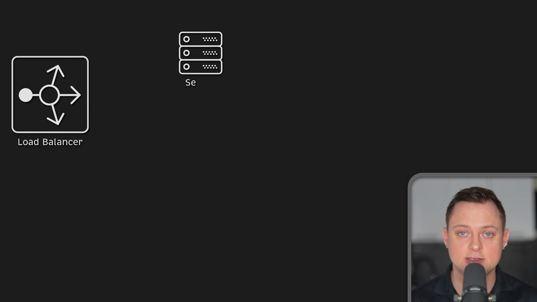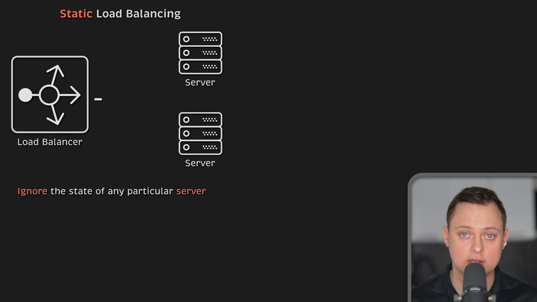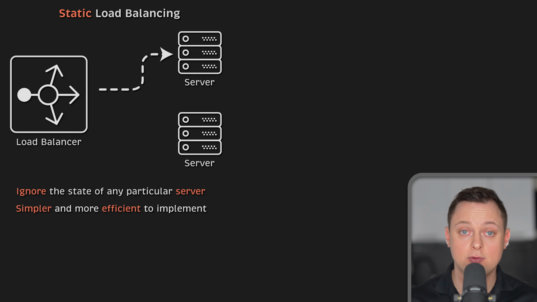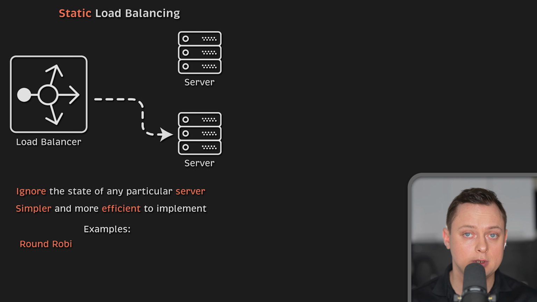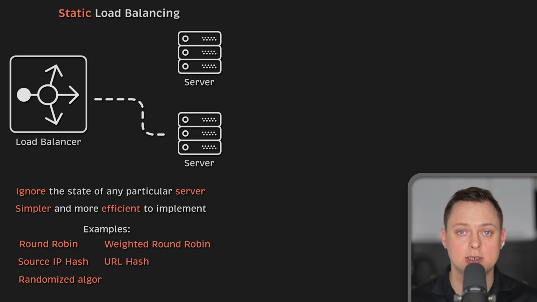There are two primary approaches to load balancing. The first is static load balancing algorithms. They work the same way regardless of the state of any particular server, such as CPU or memory load, or how many connections are already established with that particular server. They are simpler and more efficient to implement, meaning it takes less time and resources for the load balancer itself to decide to which server to send a request. Some examples are round-robin, weighted round-robin, source IP hash, URL hash, and randomized algorithms.